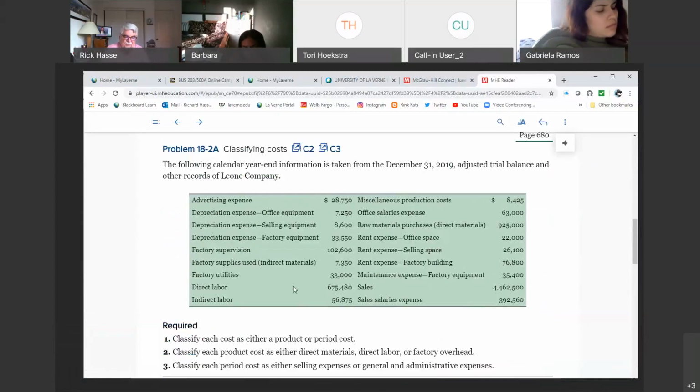Here's problem 18-2A. And it gives you, again, an example of all different costs of a company. So what I would like you to do, and I'm going to assign you a couple of costs, so write these down, is determine whether that cost is product or period, variable or fixed. Okay? Product or period, variable or fixed.